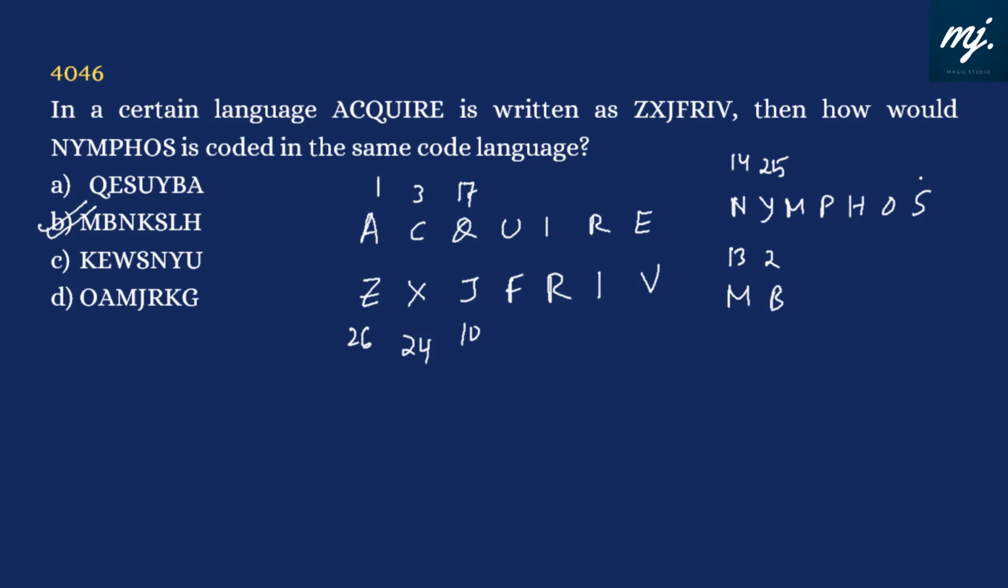MB. And S is the 19th alphabet. 27 minus 19 is 6, and the 6th... sorry, 27 minus 19 is 8, and the 8th alphabet is H. And it is also matching. Option B, MBNK, SLH is the pick.